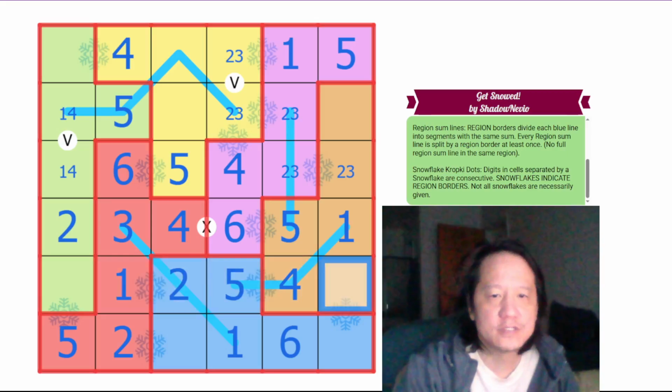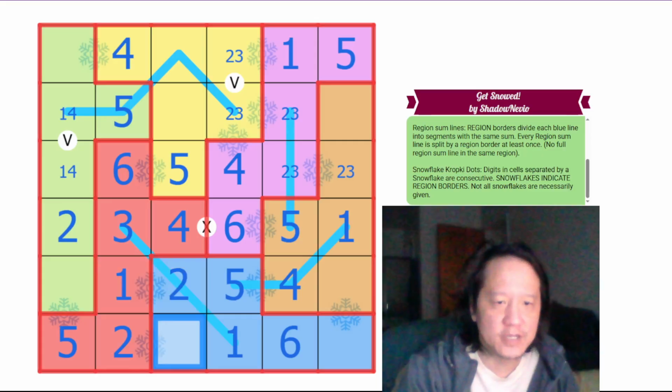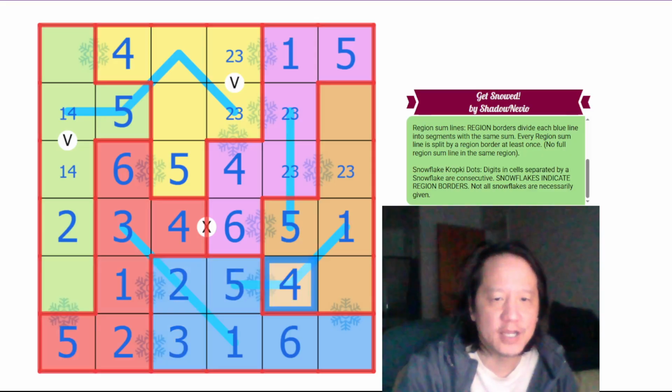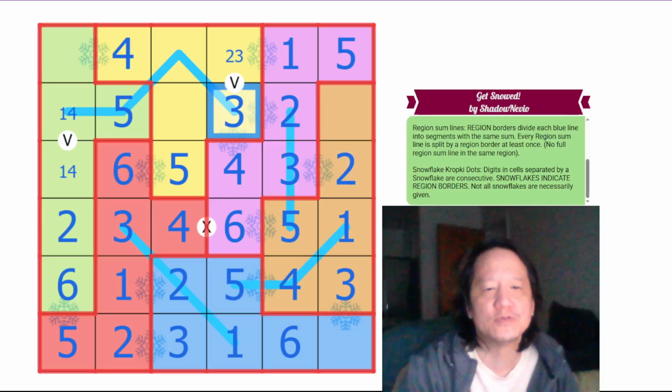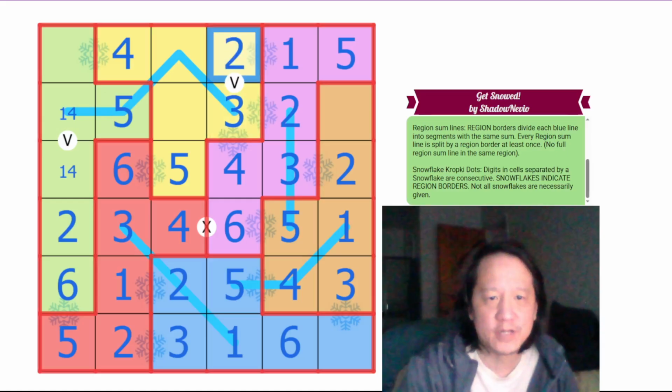Remaining digits in these digits, 2 is consecutive with this digit, and it cannot be 1, so this is 3. 5 is consecutive with this digit, and it cannot be 4, so this is 6, which makes this 3. This 3 eliminates 3 here, so it's 2 and 3, which eliminates 3 here, so it's 2 and 3, which eliminates 3 here, so that's 2.